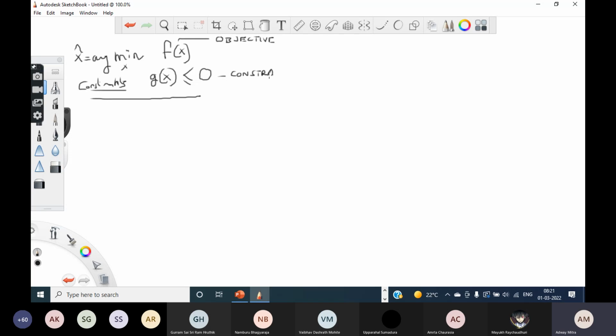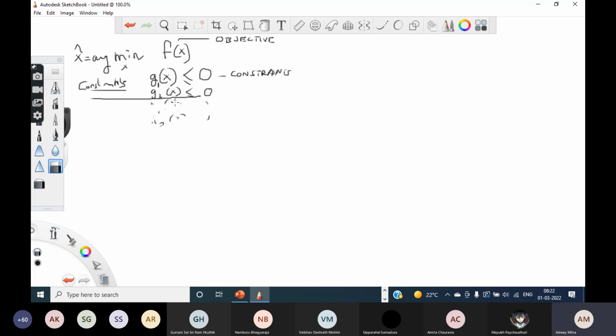In general, there can be multiple constraints like this, and we can take all of them together. We can write them as g1(x) less than or equal to 0, g2(x) less than or equal to 0, and so on. We can even have some equality constraints, like h1(x) equal to 0, where they have to be strictly equal, then h2(x) strictly equal to 0, and so on. As of now, let us forget the equality constraints and focus only on the less than or equal to constraints.